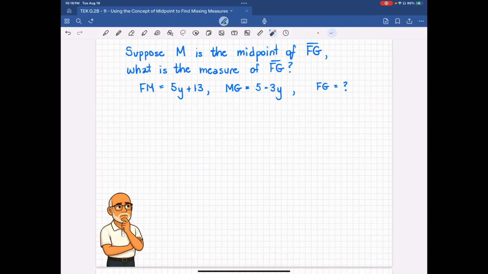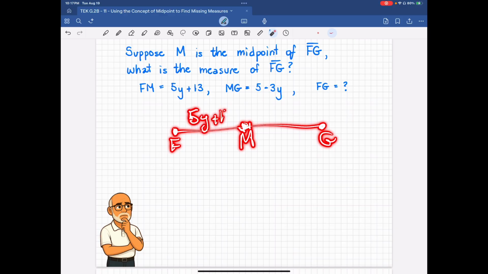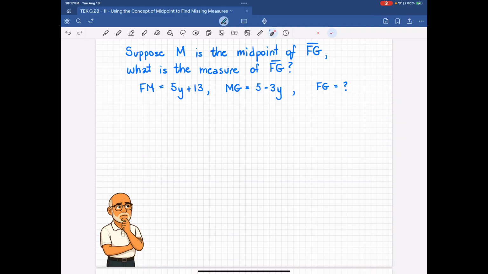So I need you to visualize what they've just stated in the problem. They have a line segment FG. The midpoint M would be in the middle, and they're telling us right here that we know that FM is 5y plus 13, and we know that MG is 5 minus 3y. With those hints, I need for you to solve and find out how big FG is.